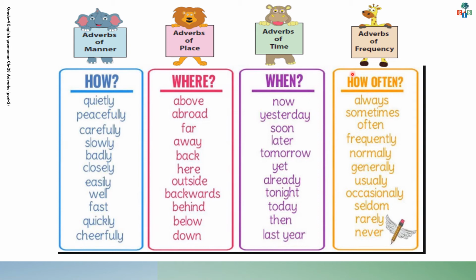Adverbs of frequency are always, sometimes, often, frequently, normally, etc. And to identify an adverb of frequency in a sentence, answer the question with how often.